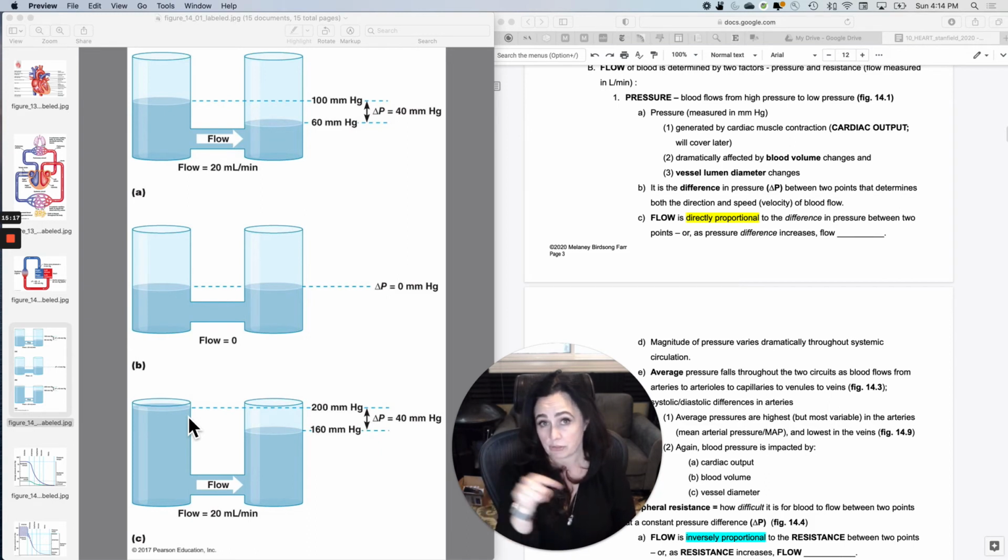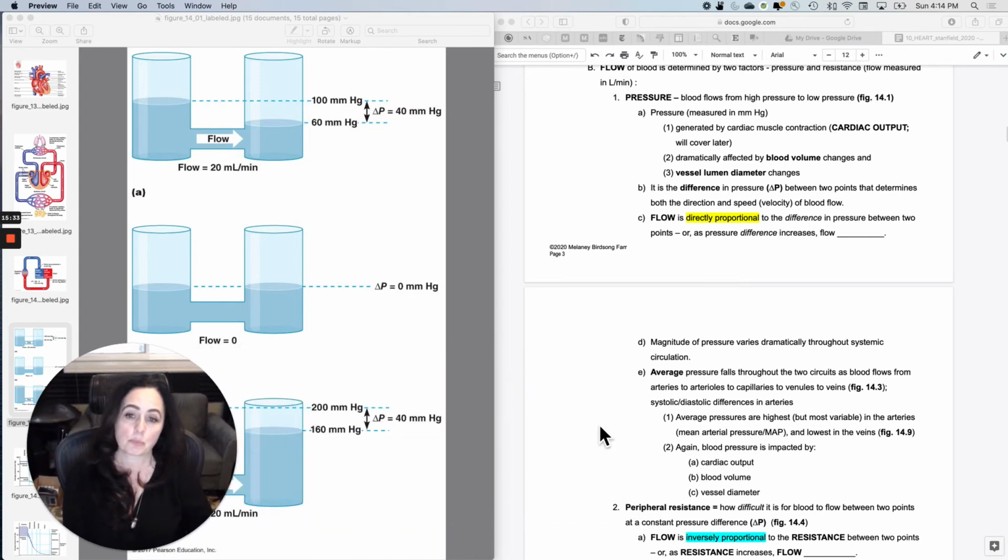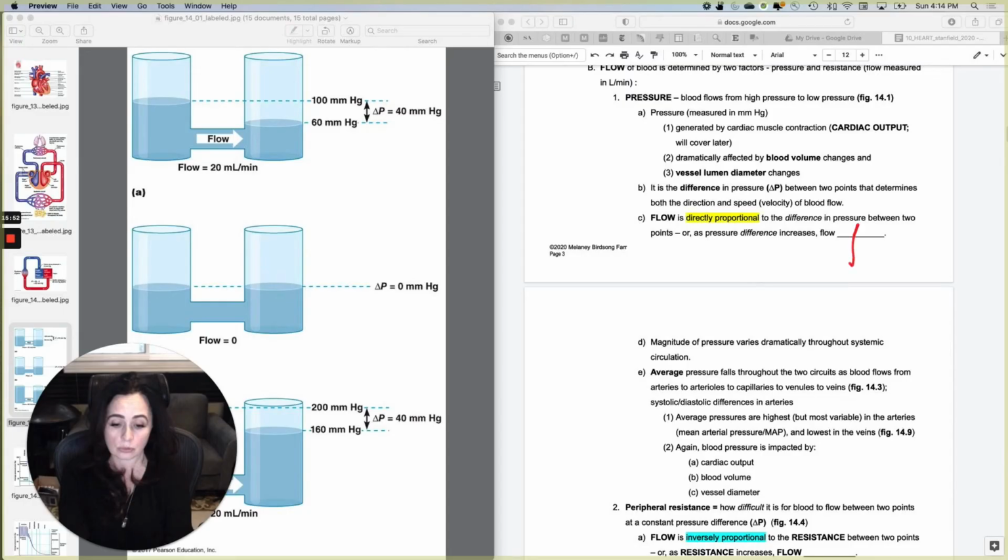It's the difference in pressure between 2 points that tells you both the directionality of flow and helps you figure out the speed of flow. I mean, you have to factor in resistance as well, but it'll help you figure out the speed of flow. Okay, so the truth, to clarify a little bit more about what we said in pressure and flow before, is that flow is directly proportional to the difference in pressure between 2 points, or not as pressure increases, flow increases, but as pressure difference increases, flow increases. Okay?